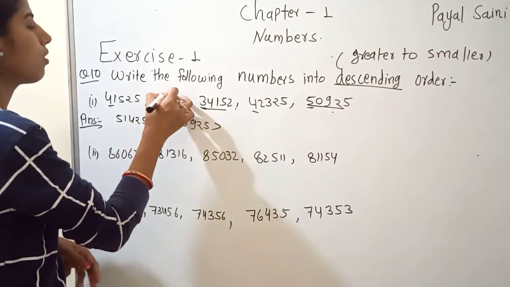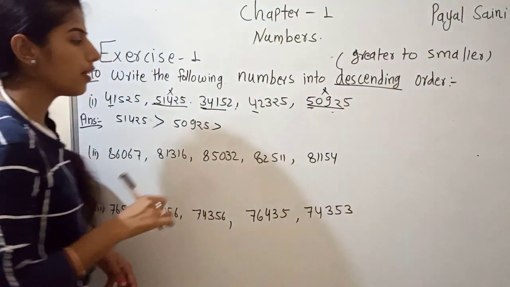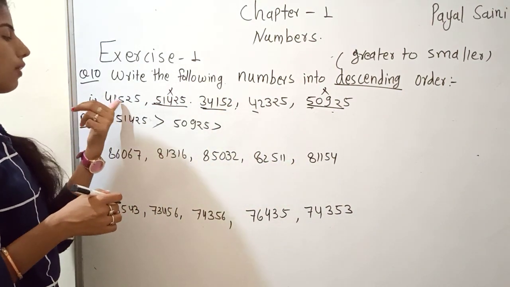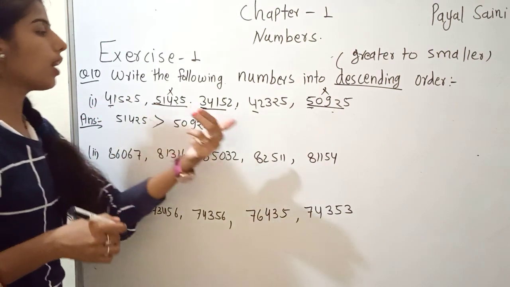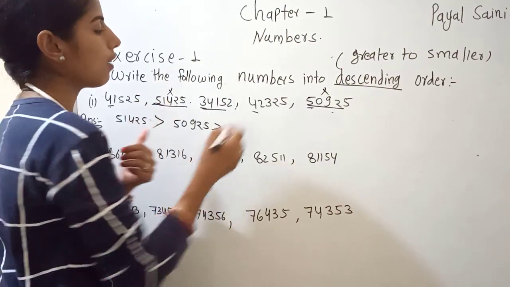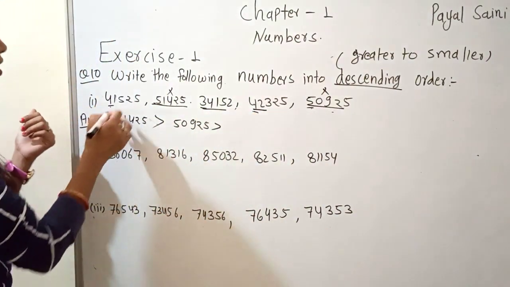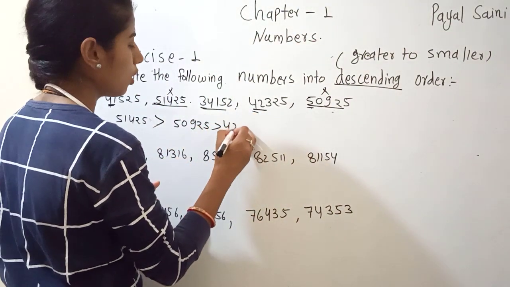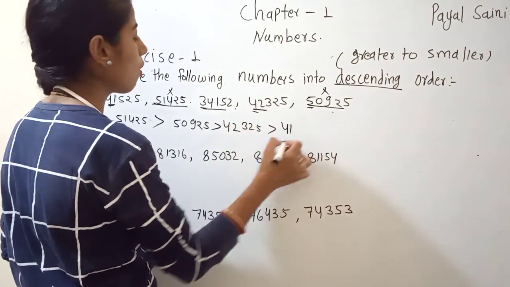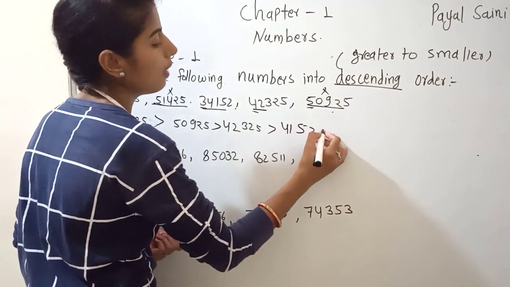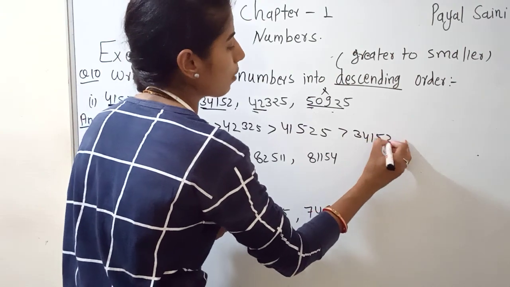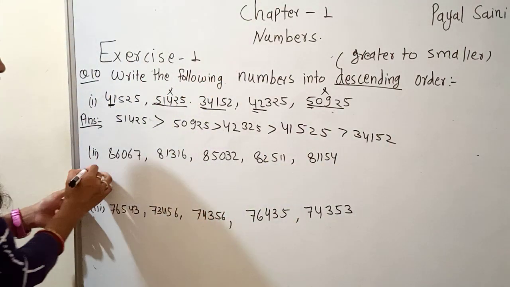Here the second and fifth numbers are already written. Now we check the first and fourth numbers. First number we read, 41,525, and your fourth number is 42,325. Then we know that 42 is greater than 41. Then first we write 42,325, which is greater than 41,525, and after that last is 34,152. Like that your question number 1 is completed.